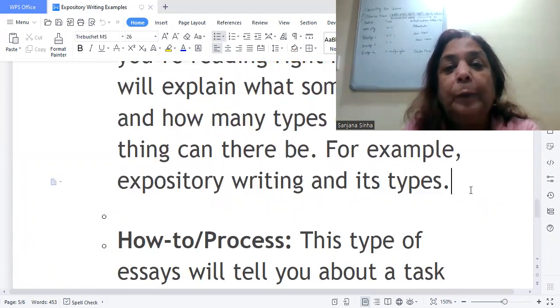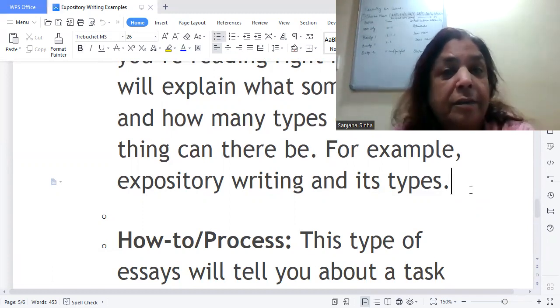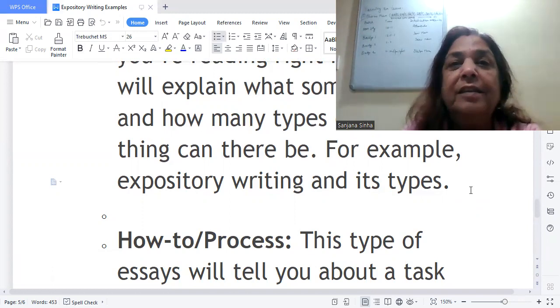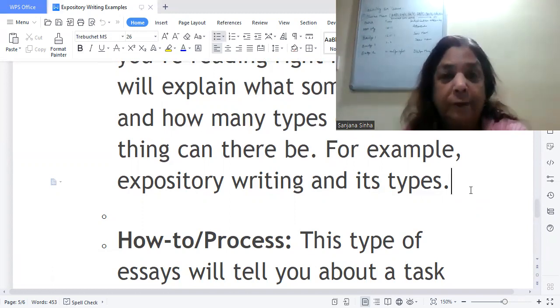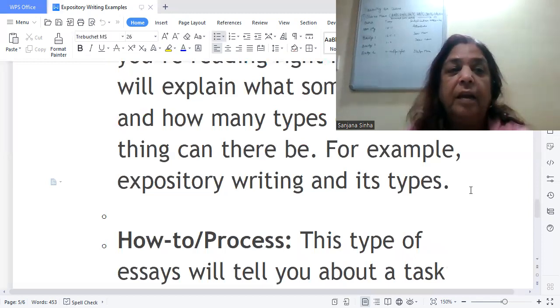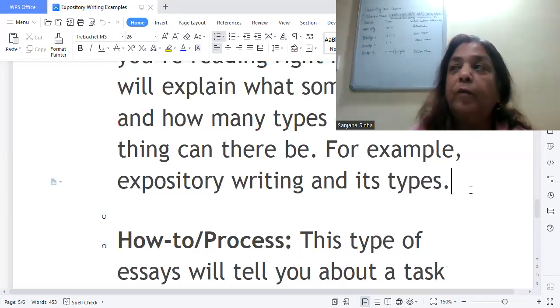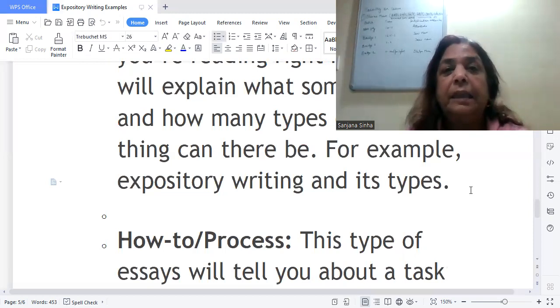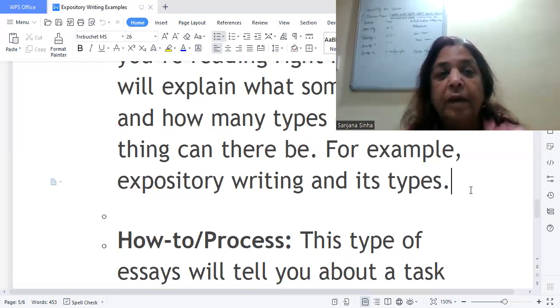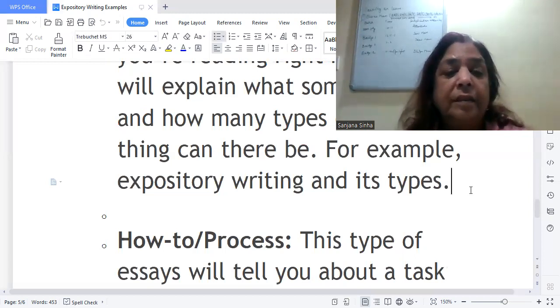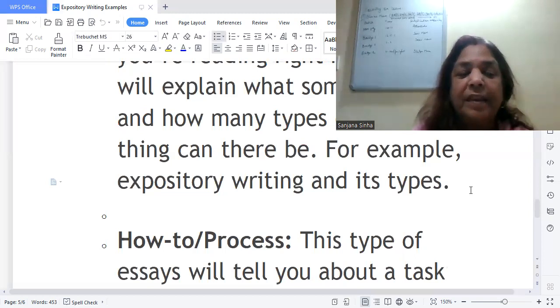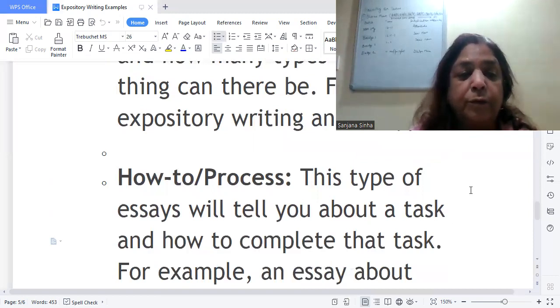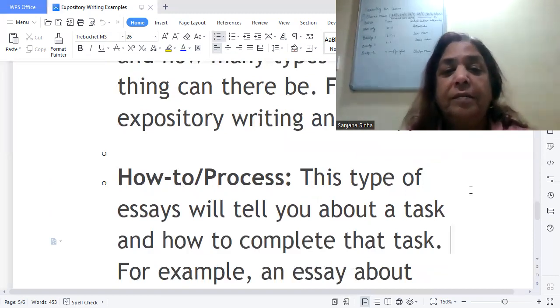Like what do you understand by business letters? What are the styles of business letters? Then define what a business letter is and classify it. How many types of letters can there be? And what are the formats of a business letter, like the block style, the semi-block style, and the modified block. So what you need to do is define and classify any subject. Easy? Yes. And the fifth is the how-to process, how to do this, how to do that.